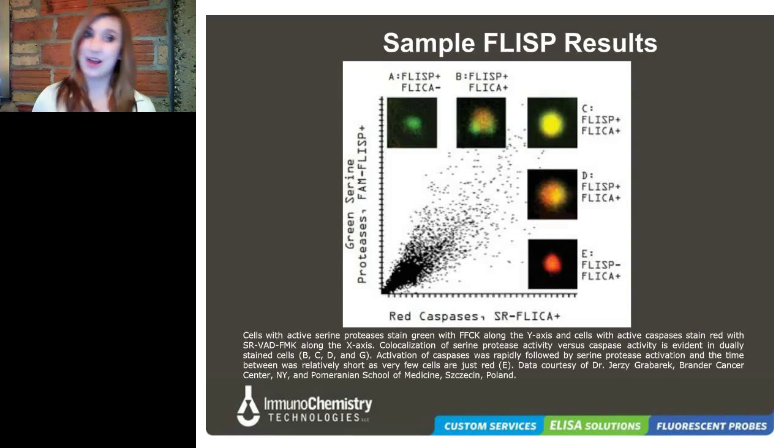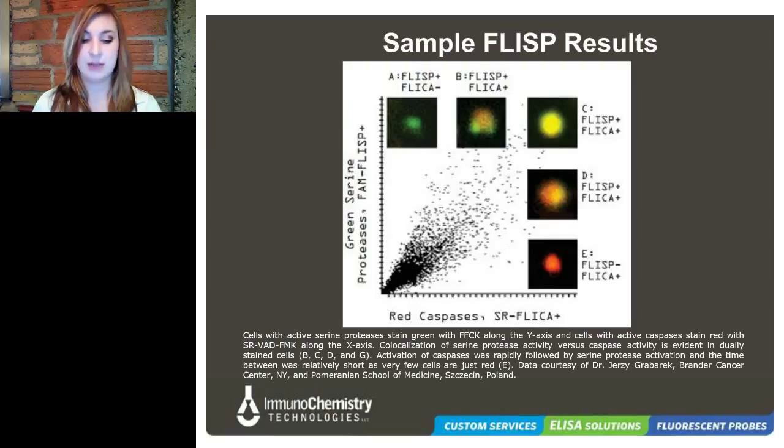So to tie all the way back to the beginning of this presentation, you can use these FLISP kits in conjunction with our FLICA kits, which is what we're looking at in this particular figure. So what was done here is that HL60 cells were treated with camptothecin, an apoptosis inducer, for 3 hours and then stained with our green FAM-FLISP serine protease inhibitors and our red SR FLICA polycaspase inhibitor for an hour. These cells were then washed and analyzed on a scanning laser cytometer.